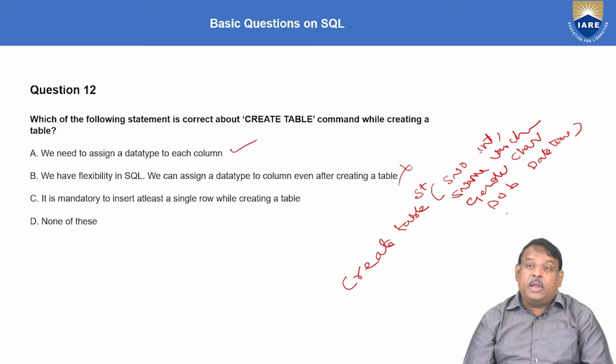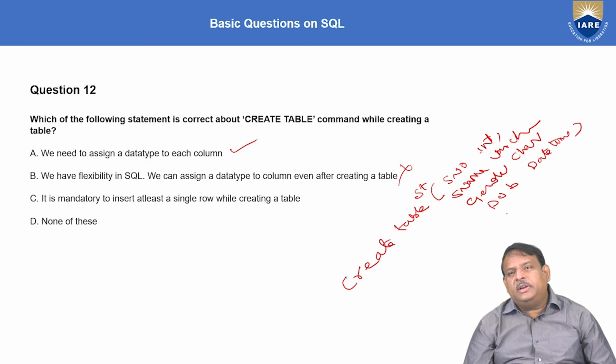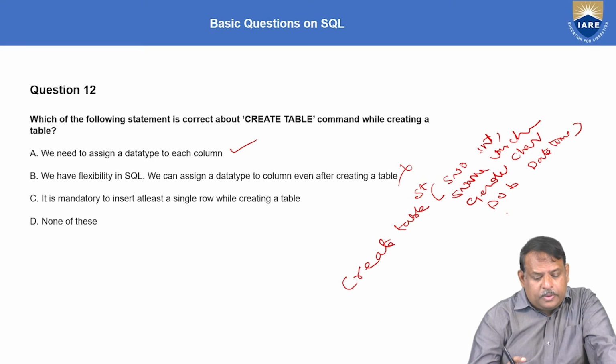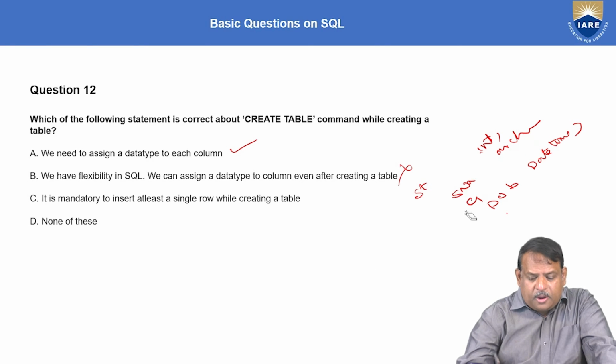However, we can alter a column by modifying its data type. Suppose initially it was a serial number, an integer. I can make it varchar, and also vice versa. But a column cannot exist without any data type. So option B is wrong.